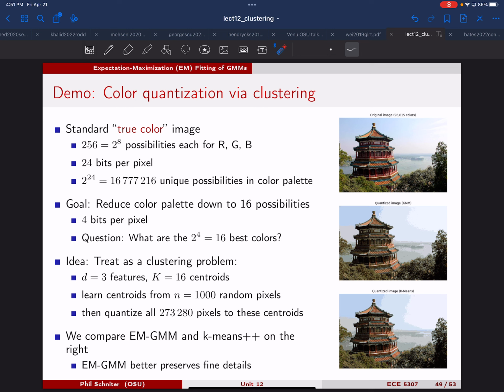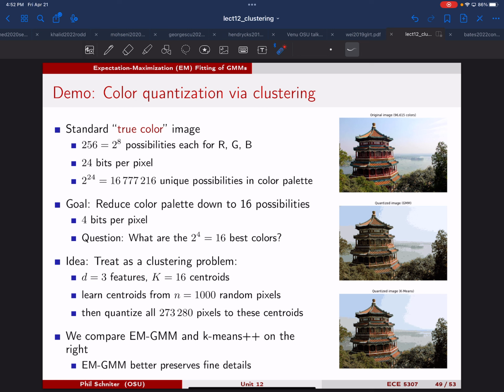So this particular image we're working with here has 273,000 pixels. We could run these algorithms on that many, but it might take too long. So I'm just going to choose 1,000 pixels at random from this image and do the fit on those just to speed things up. So I'm going to have 1,000 data points. Each is going to be an RGB vector. And I want to find 16 centroids that best match those 1,000 feature vectors. Does that make sense, how we're doing compression with clustering?